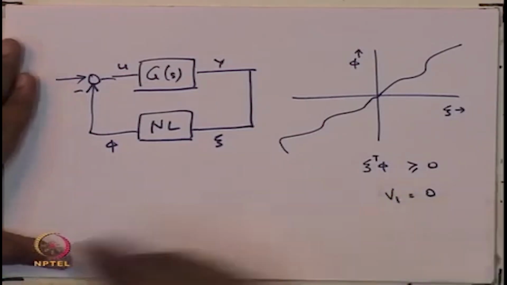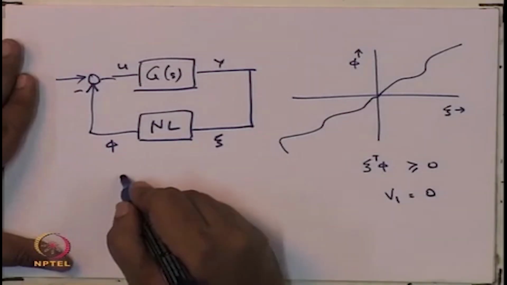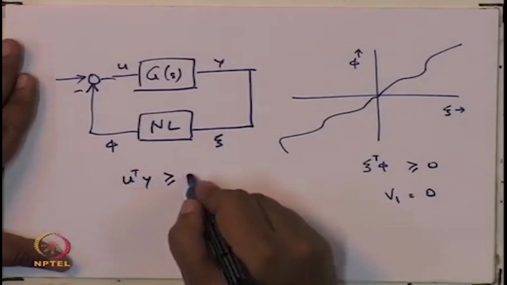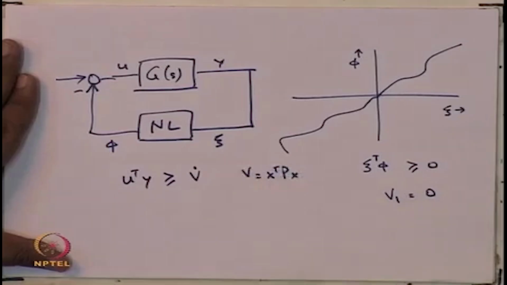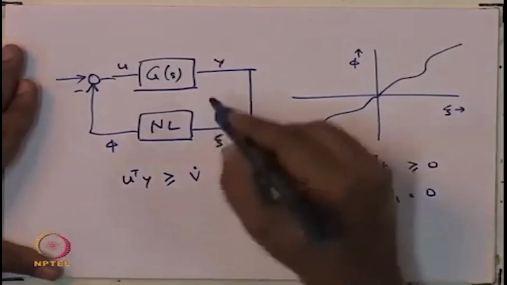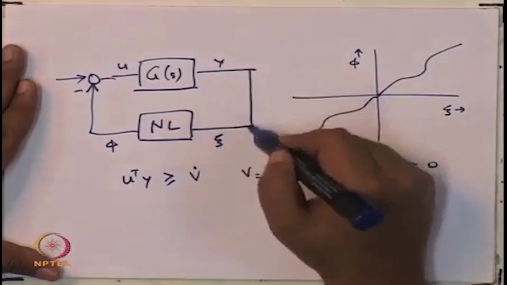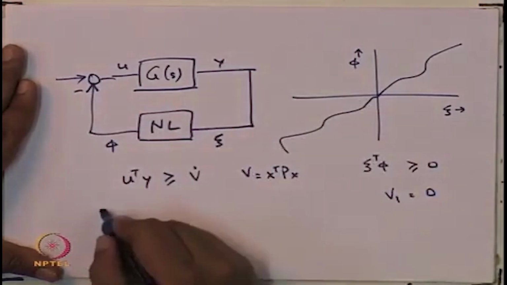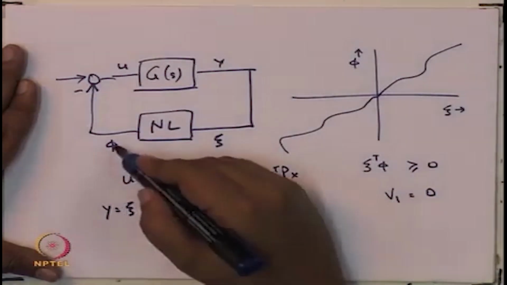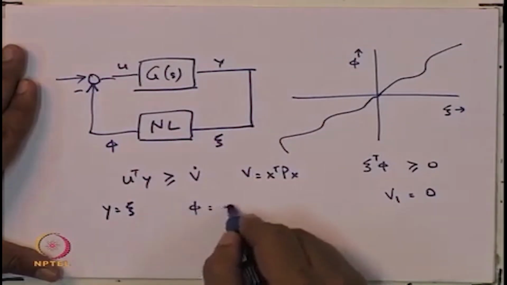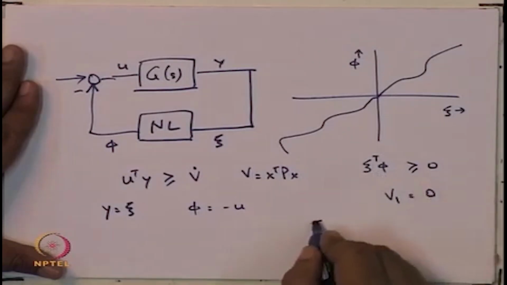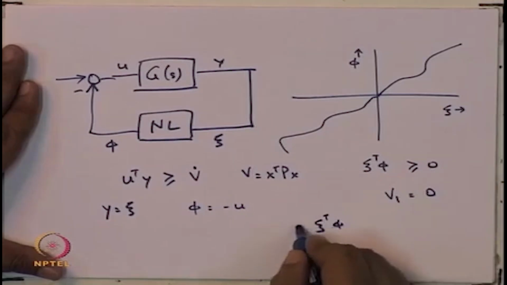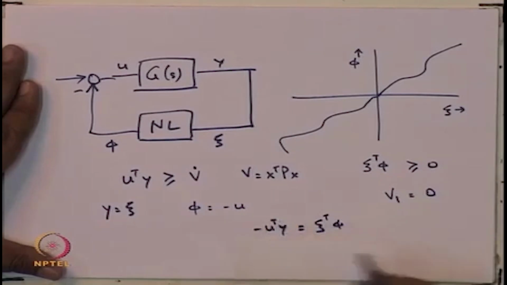Now, earlier in the last slide, I had said that you have u transpose y greater than or equal to V dot, where this V was given as x transpose P x, with this P coming from the positive real lemma. Now, if you look here, there are these interconnection equations, which is y is equal to psi and phi is equal to minus u. Therefore, psi transpose phi is really equal to minus u transpose y, and this is greater than or equal to 0.